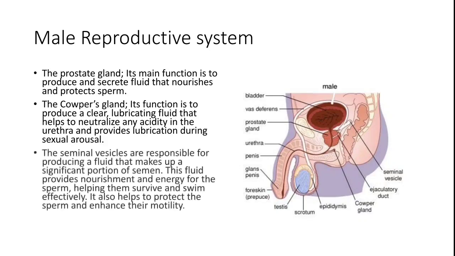All right. And then we've got the seminal vesicles, which are responsible for producing a fluid that makes up a significant portion of semen. This fluid provides nourishment and energy for the sperm, helping them survive and swim effectively. It also helps to protect the sperm and enhance their motility. Similar functions to the fluid produced by the prostate gland.